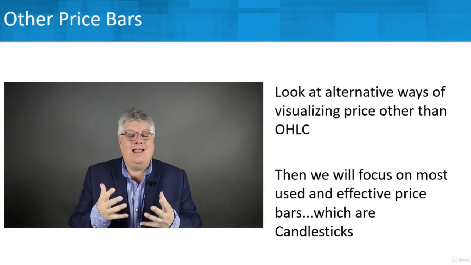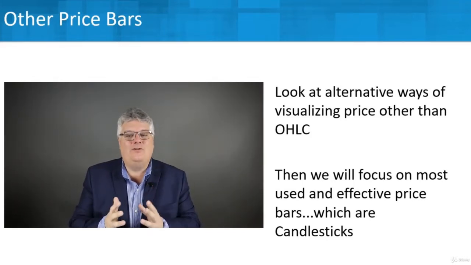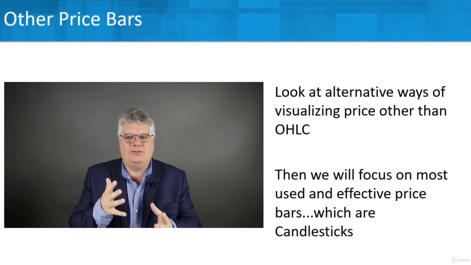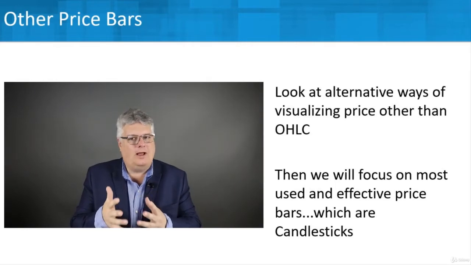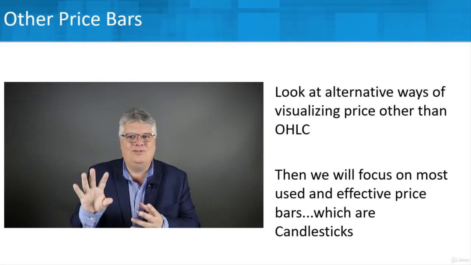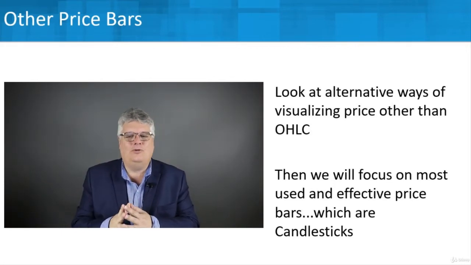So the open, high, low, close price bar is the foundational price bar, but there are different ways you can look at price graphically and visually as well. I'm going to show you some examples of that. You might use different types of price bars that you can tell your platform to use to reflect the chart the way you want it to look. You're the painter of the canvas, so to speak, so you can make the chart look the way you want, which might be easier to interpret.